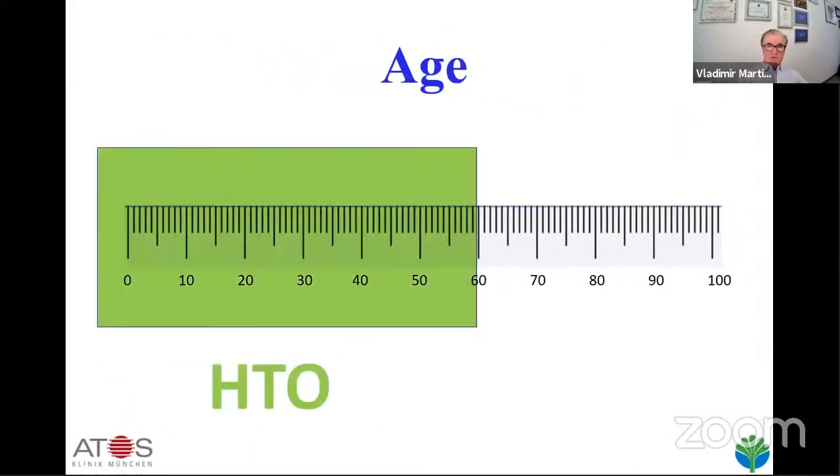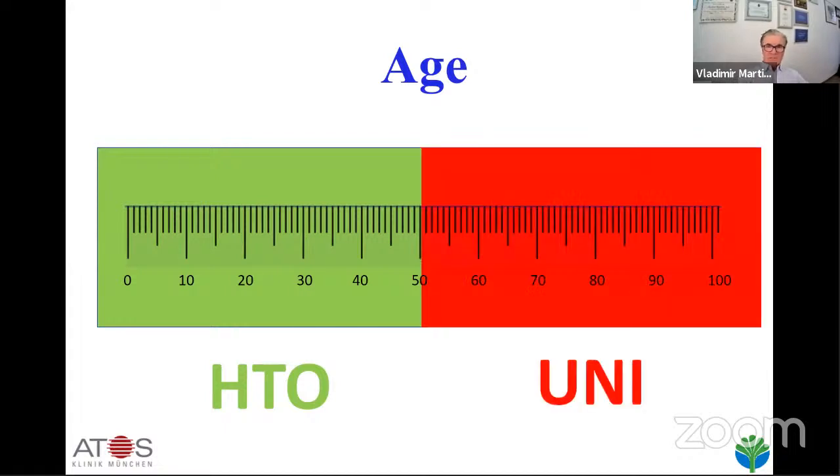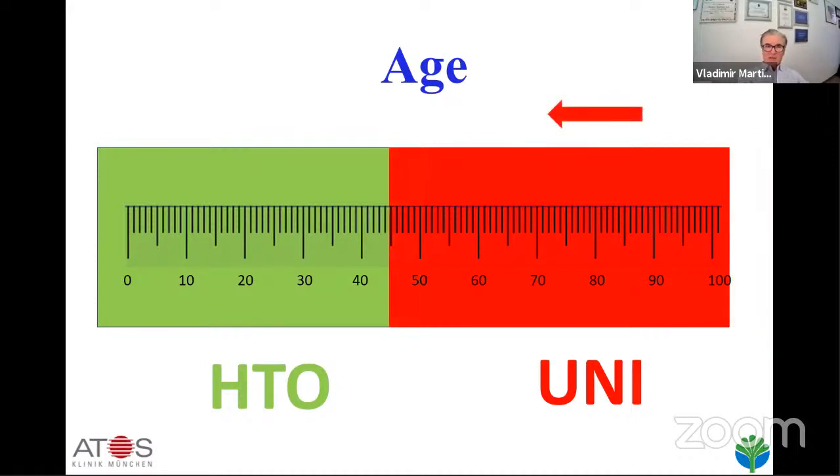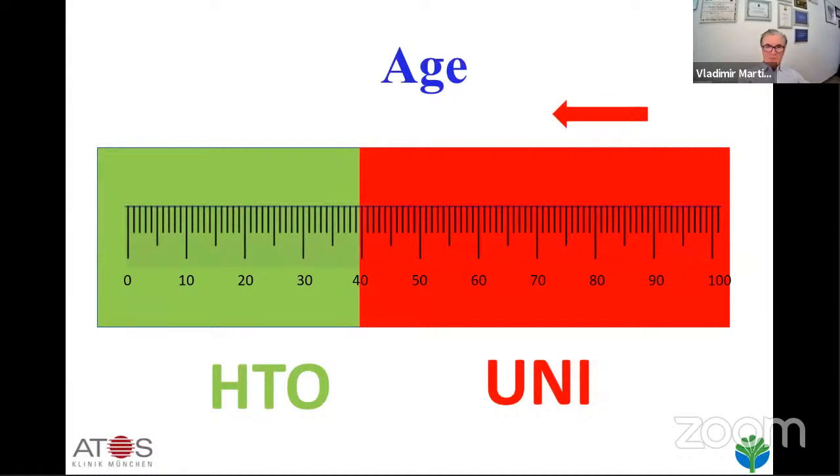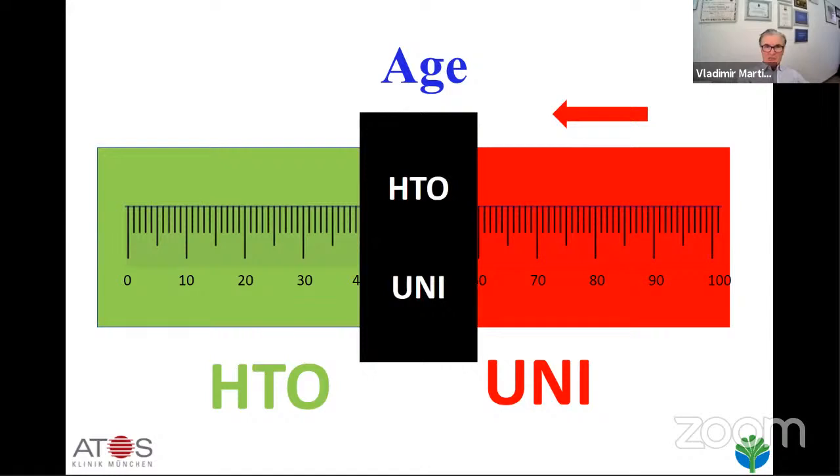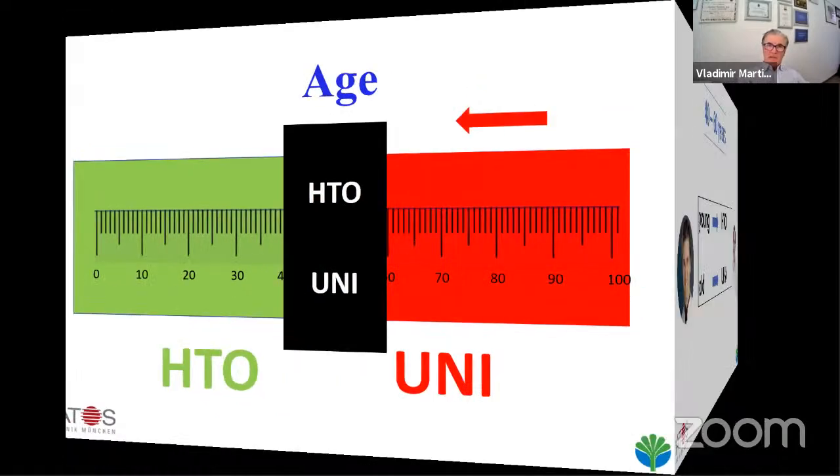So high tibial osteotomy is performed up to about 60, but in the past, unicondylar was only for older patients. This age limit is moving down. We are getting better results and better implants, so this age is moving down. There are colleagues among us who perform unicondylar in patients who are over 40. That means we have a corridor of age between 40 and 60 where we could perform both procedures in our patients.